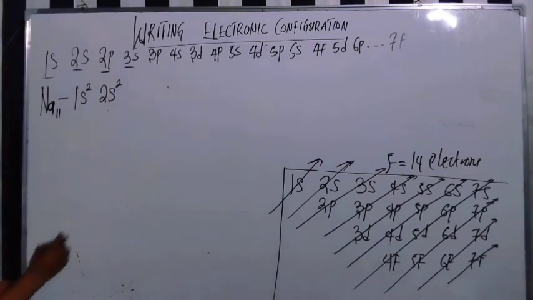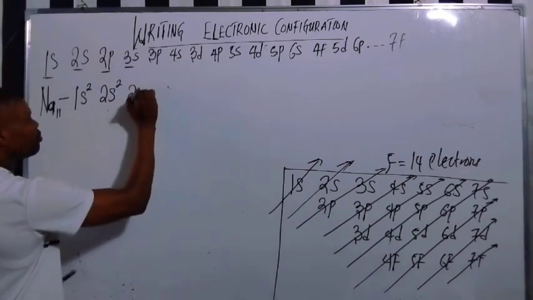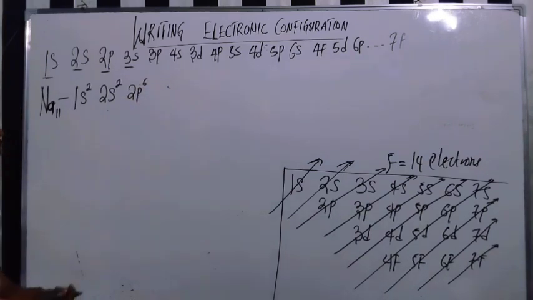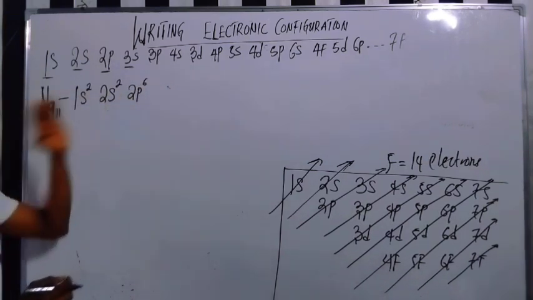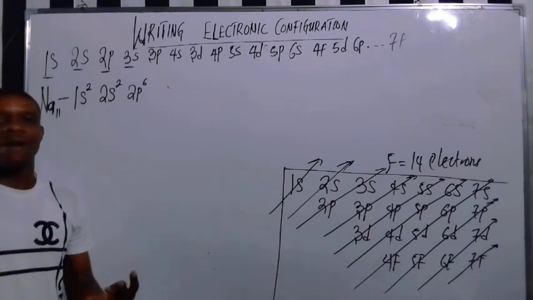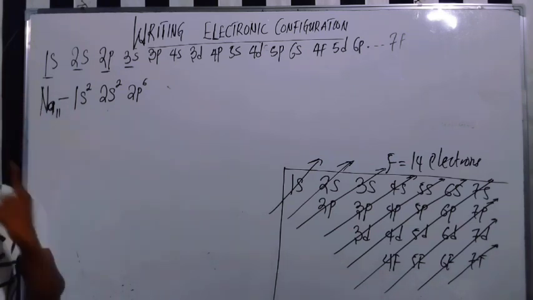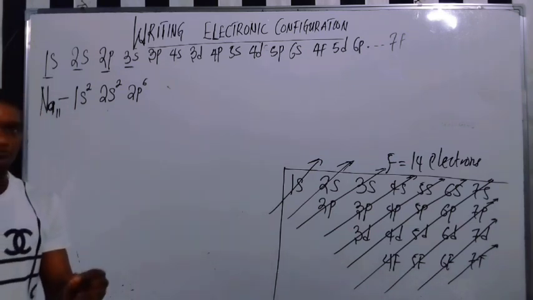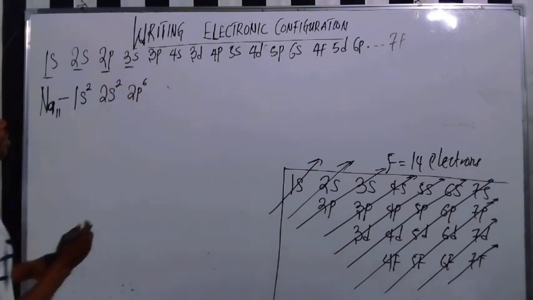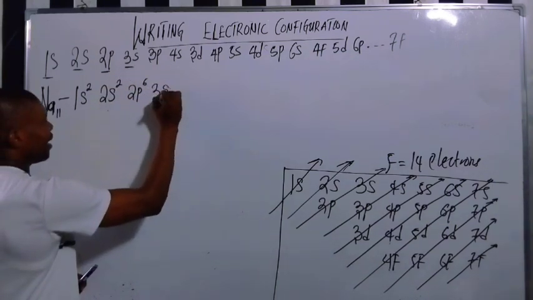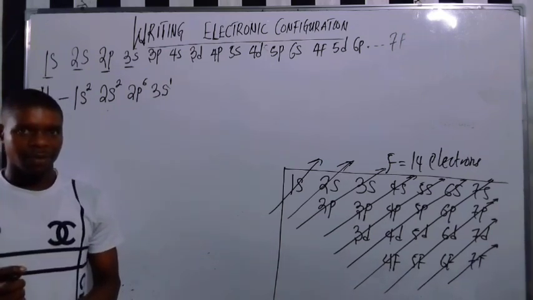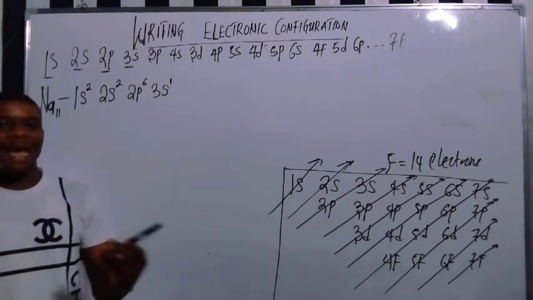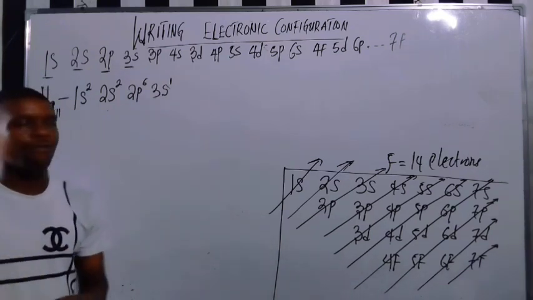What is the next one? 2p6, right? How many electrons have I used here? I've used 10 electrons. How many electrons do I have left? I have 1 electron. So where will the electron go? It will move to 3s1. Can you see that? As easy as that.